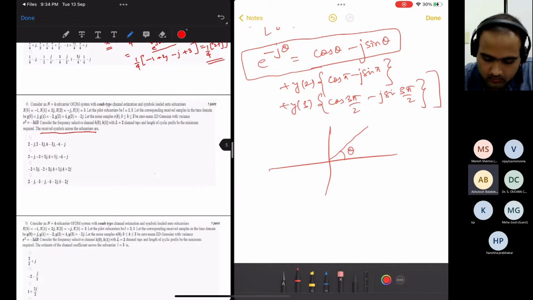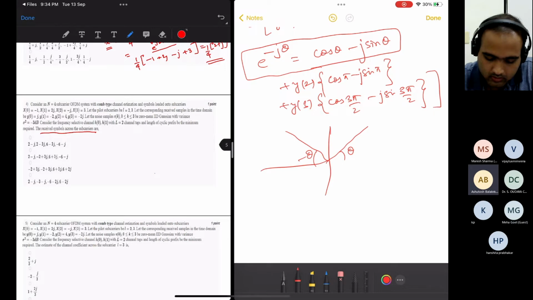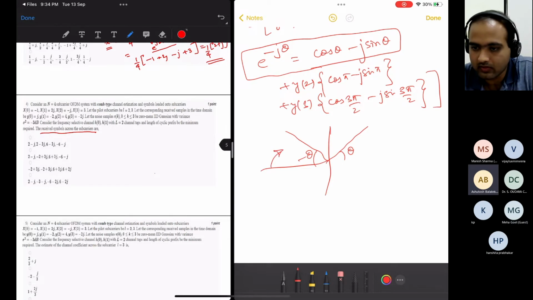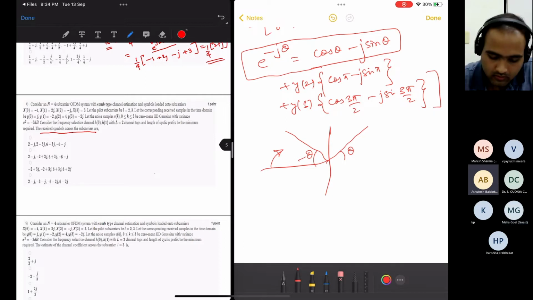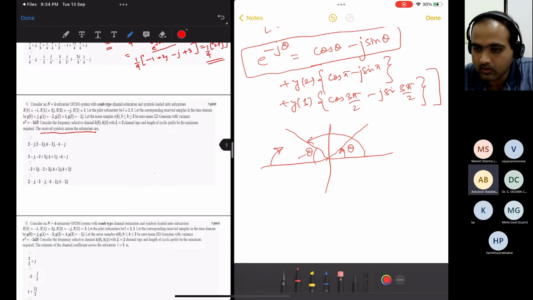So just remember, minus of theta, if you see with respect to this axis, this is minus of theta. So if you are moving in the reverse direction, then it is negative of theta. So if you see it from one sense, you have theta, and then it is kind of complementary, pi minus theta. So that is what is happening. Got it. Okay.